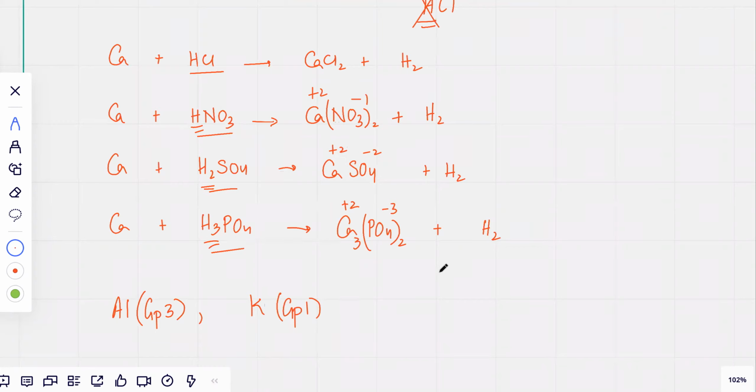So K with all of these and Al with all of these. Yes, replace calcium with Al: Al with HCl, Al with HNO3, Al with H2SO4, and remember Al is group 3, so it has a charge of +3. Do we need to balance the equations as well? Forget balancing at the moment. We're going to come back to balancing. We haven't done balancing. Just write the formulas.